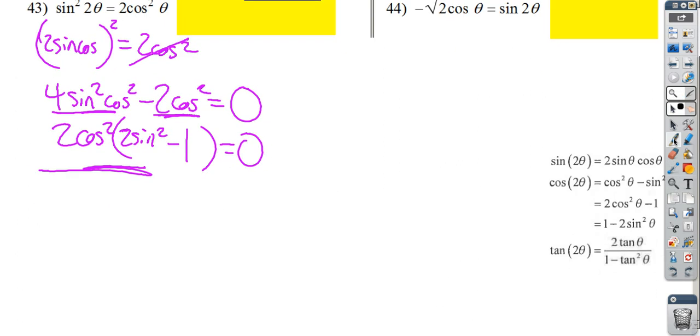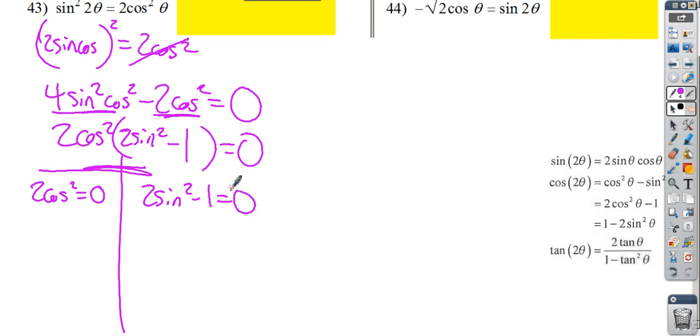Okay, so now what we can do is we can set each part of this equal to 0. So 2 cos squared equals 0, and 2 sine squared minus 1 equals 0. So let's start with this one. We'll divide by 2. You get cos squared equals 0. When you square root, you get cosine equals 0.